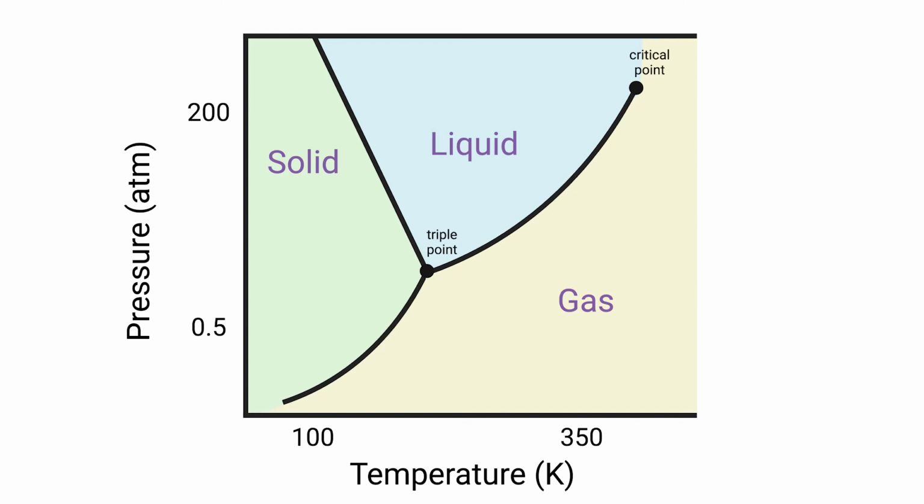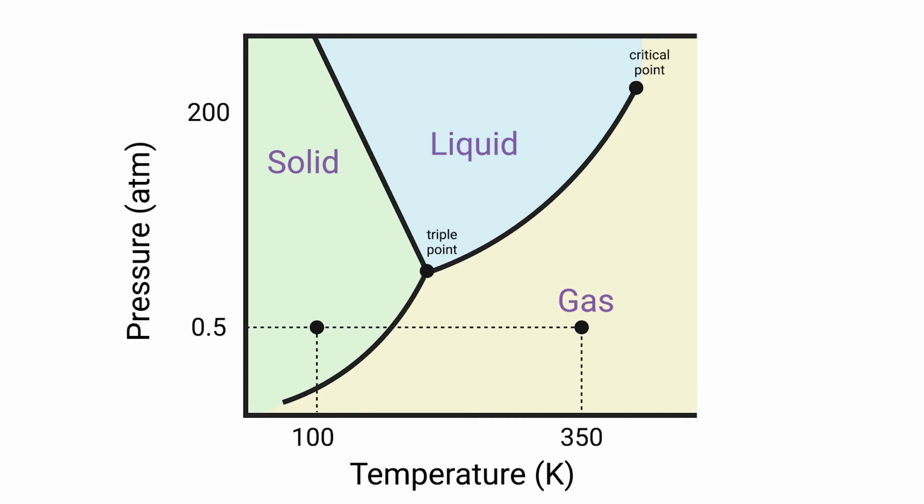In this diagram, the yellow area represents the substance in a gaseous state. The seafoam green area represents the substance in a solid state. And the blue area represents a liquid state. So at 0.5 atmospheres of pressure and 100 Kelvin, this substance is a solid. However, at 350 Kelvin and 0.5 atmospheres of pressure, this substance is a gas. These states are a result of how much energy is needed to break intermolecular bonds at a particular pressure.